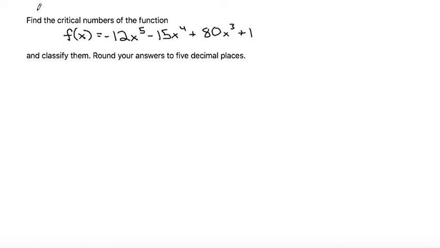This problem says to find the critical numbers of the function f of x is equal to negative 12x to the power of 5 minus 15x to the power of 4 plus 30x to the power of 3 plus 1 and classify them. And that classification needs to either be a local max, a local min, or neither.